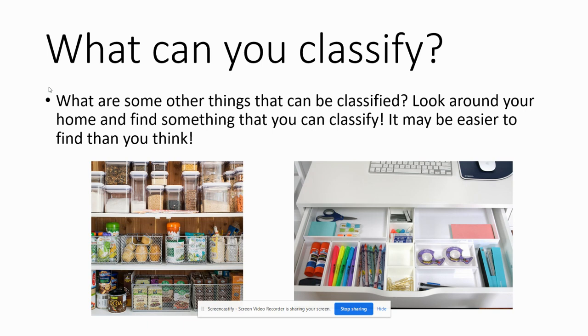Two examples that I put below are maybe a pantry. In this picture of the pantry, they have all of the baby food category in one bin altogether. They have all of the flour and sugar and all the baking goods in a bin together. They have all their canned goods in a separate location. So that would be one way to classify and organize. And then the other picture is a picture of a desk. They have glue sticks, highlighters, colored pencils, tape, and everything is separated into a different section. So look around your room and see what you could classify.